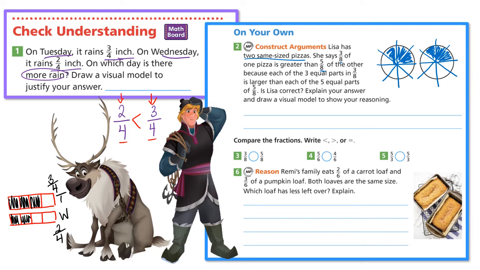And she also has 5/8. But how many more parts does she have to shade in order to make 5/8? Yeah, 2 more parts. So 1, 2. So now we have 5/8 and 3/8. And Lisa thinks that the 3/8 is greater than 5/8. Do you agree? Why or why not?